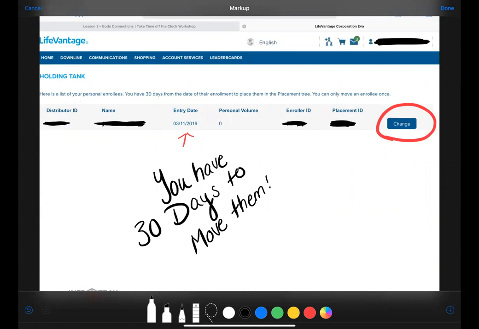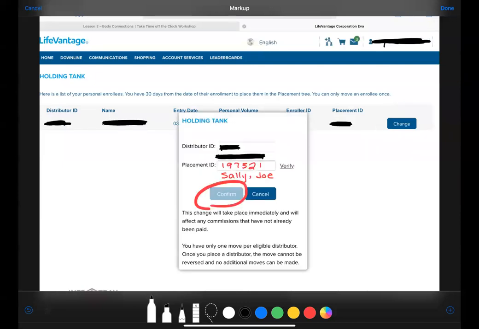So if you know where you're going to move them, if you want to move them under Sally Joe, you're going to go to change. Okay. So when you hit change, the customer's ID and name will show up where I have it blacked out there for privacy purposes. And then you would enter Sally Joe's ID. You would hit verify. And then you would see that Sally's name would come up. And so make sure it's hit verify, make sure it's going to the correct place, and then you would hit confirm, and that customer would then move under Sally.